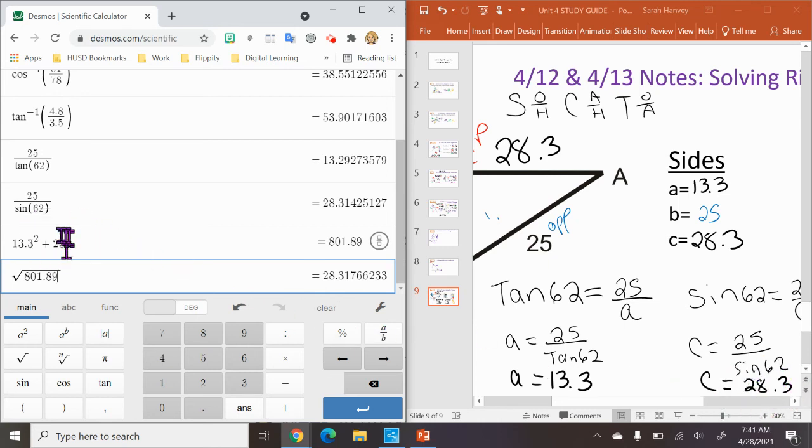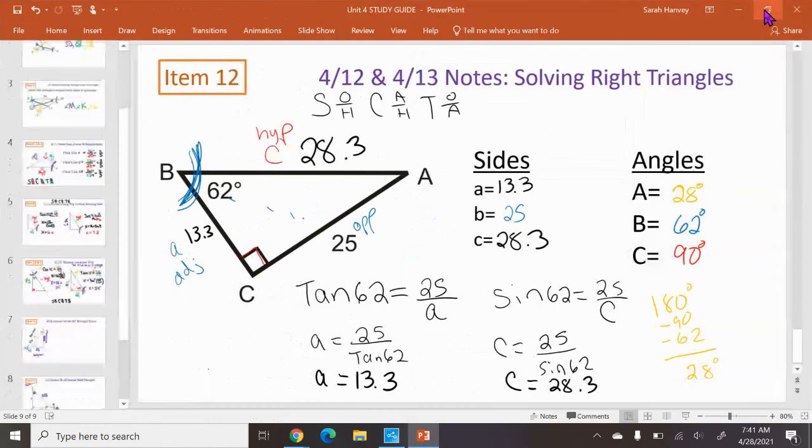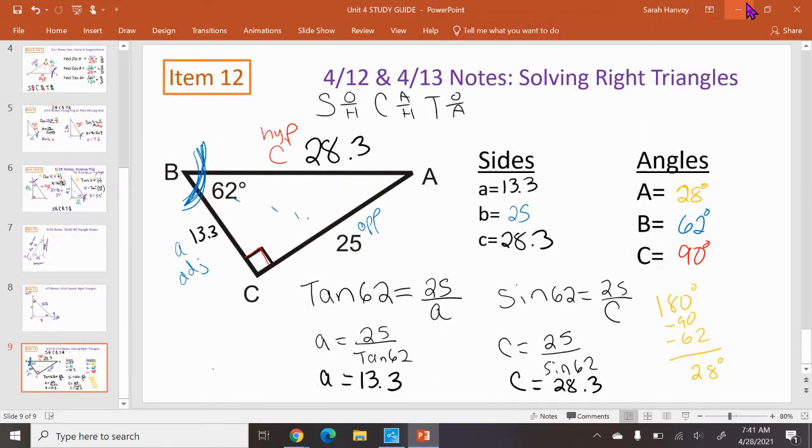So if you like the Pythagorean theorem, feel free to go ahead and use it, but you don't have to. You can use another trig function to solve it. So either way, you get the same answer. All right, hopefully that helps you out. That's the rest of our review.